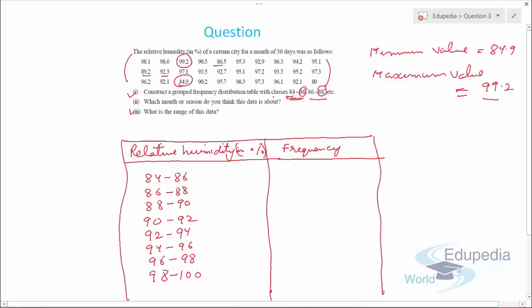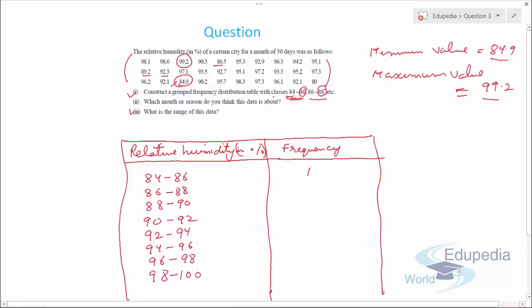Now we need to count the frequency. Now in 84, there will come only 84.9, so this is the one value, and we need to search for another value which is less than 86. So we need to search, right? So there is no value less than 86, right? So we have only one frequency, right?